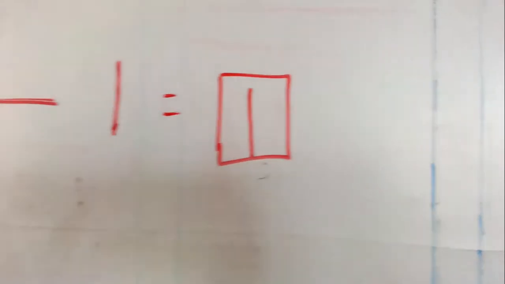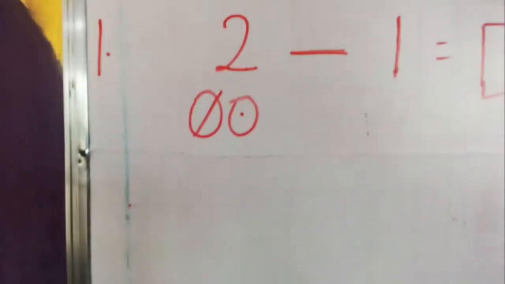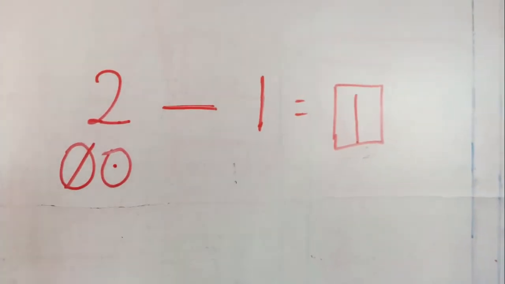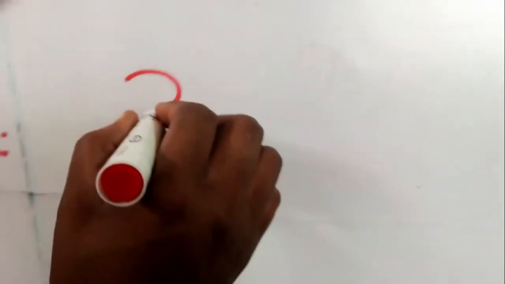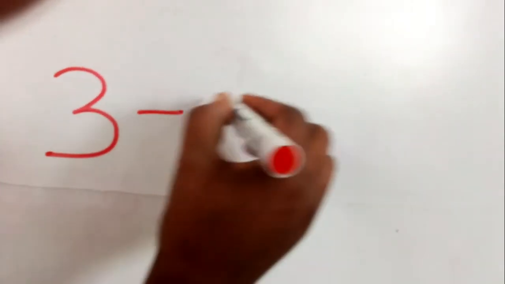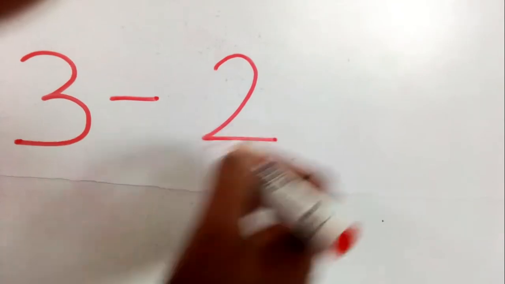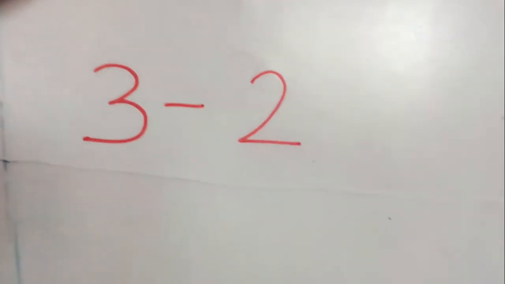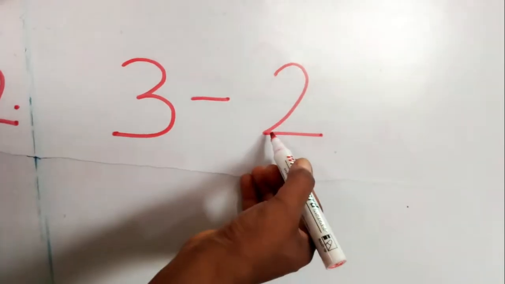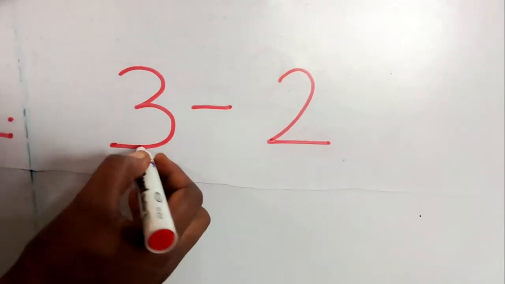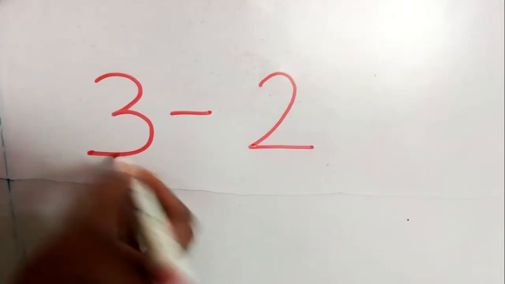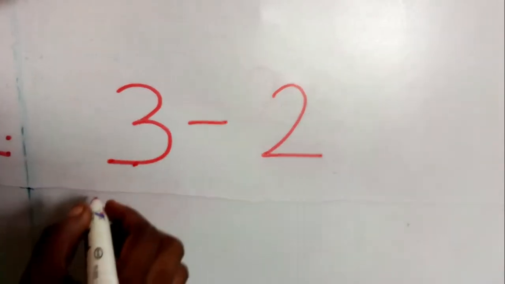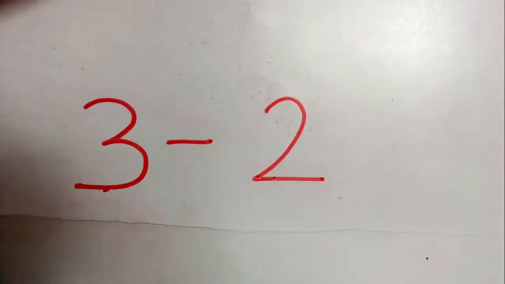Example 2. We are still taking our numbers away horizontally. Example 2: 3 take away 2. Alright, as I said before, we always take away a small number from a big number. Number 3 is bigger than number 2. So I'll make my counters only for number 3.